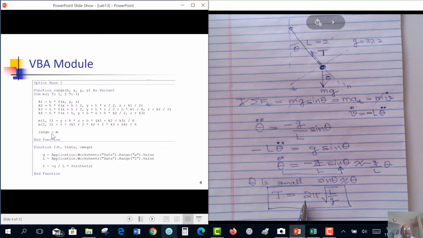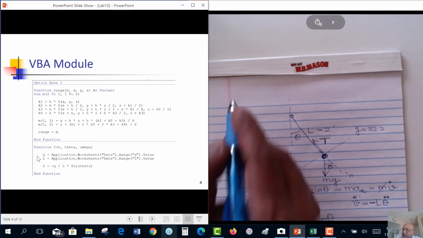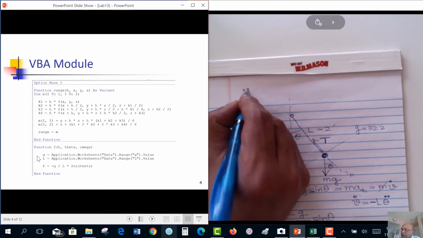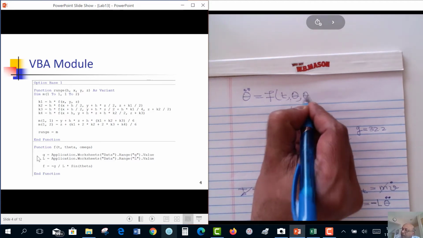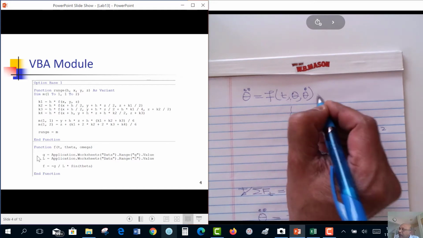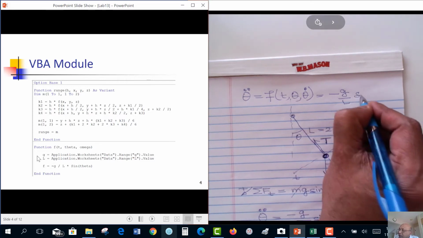And this function is going to return this array. Notice this array is a row vector of size 2 only. So all we are returning is y and z values. And then, of course, this is our differential equation that we are trying to solve. And notice how we write this equation. Theta double dot should be a function of t, theta, and theta dot, which is our minus G over L sine theta.